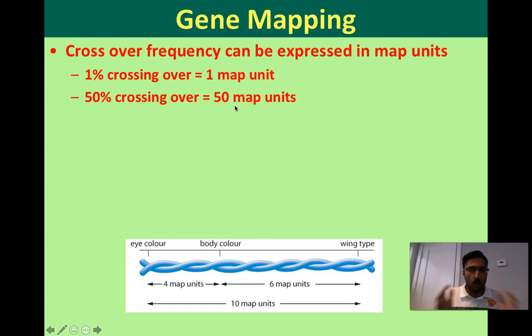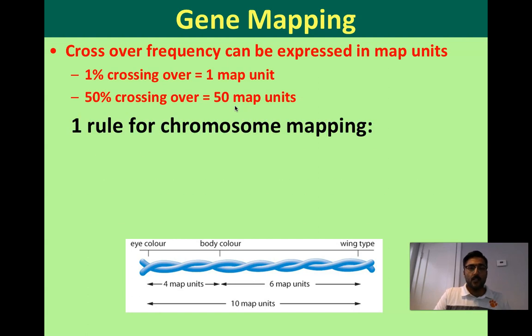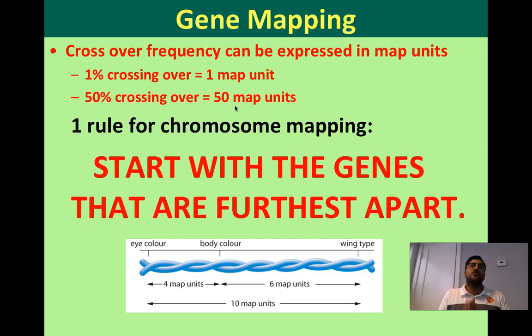So again, don't sweat it. Don't make it more complicated. Map units are a unit of measurement for gene mapping. The greater the map unit, or the distance between two genes, the more likely you are to cross over. Or in other words, the more likely you are to break apart. So the rule for chromosome mapping, when you're doing a question that's asking you to gene map, is to start with the genes that are furthest apart. If you start with the furthest apart genes, these questions become easy. It's a bit of a puzzle, for sure, but they're not too complicated.